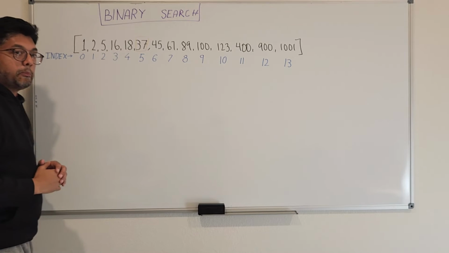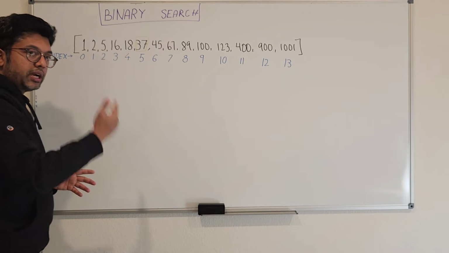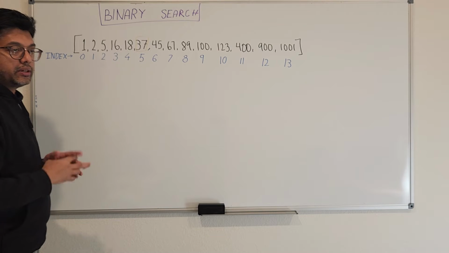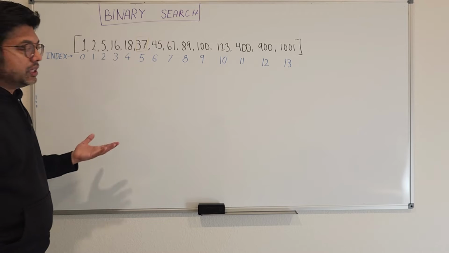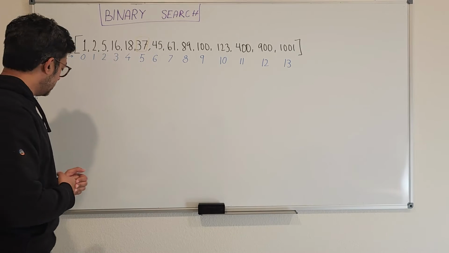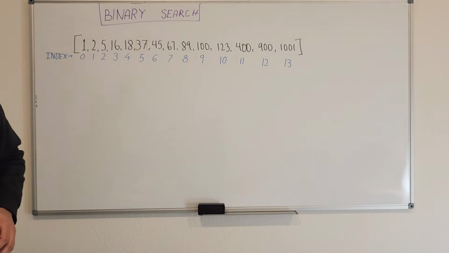So this is binary search, where you keep dividing by half until you reach the last one element. And if that element is not the number you're looking for, then you return -1 for not found. So let's look at it.